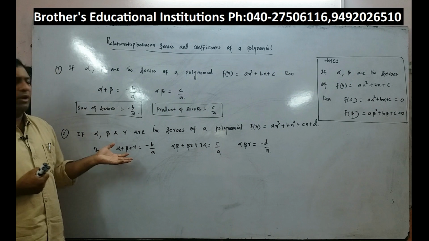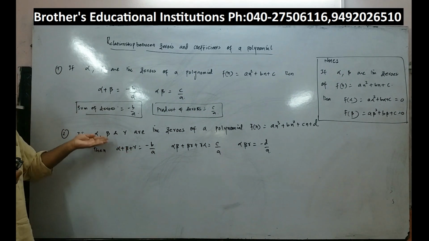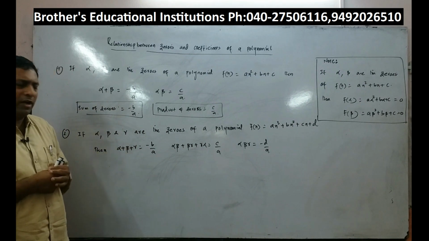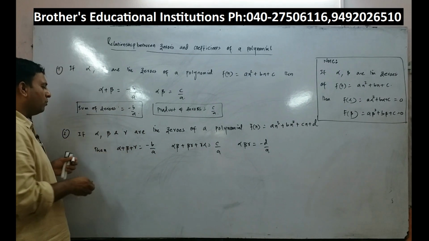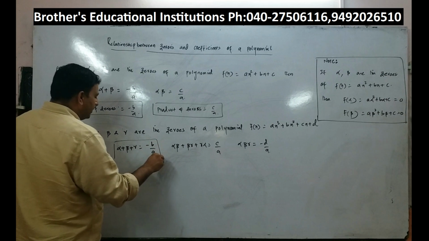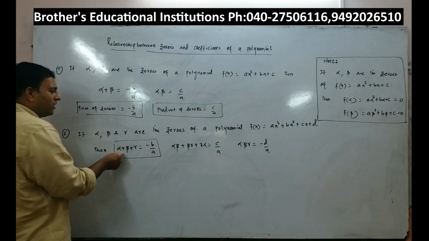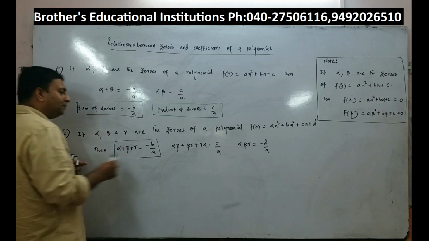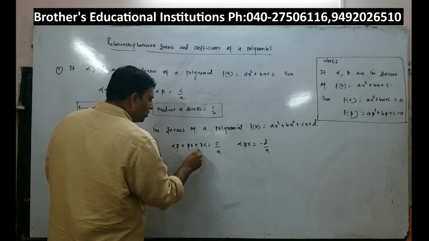Remember children, we can derive all these conditions in our regular class, but right now that is not important. What is important for you is to learn the relationship by heart. In case it is a cubic polynomial, sum of the zeros taken one at a time. What is it called? Sum of the zeros taken one at a time. What is this? This is also sum of the zeros.